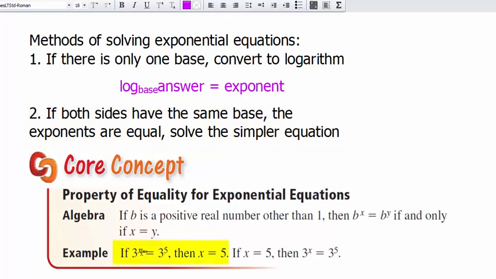So if I have 3 to the x equals 3 to the 5th power, then x has to equal 5. The exponent equals the exponent. And the equation is back to Algebra 1 again. We'll see some examples of this.